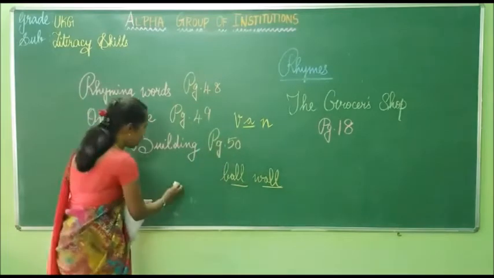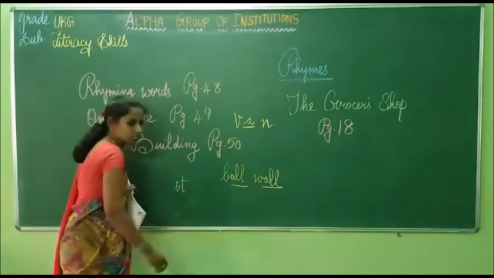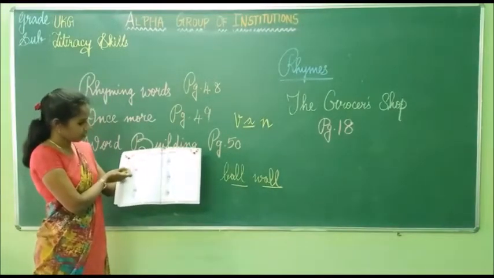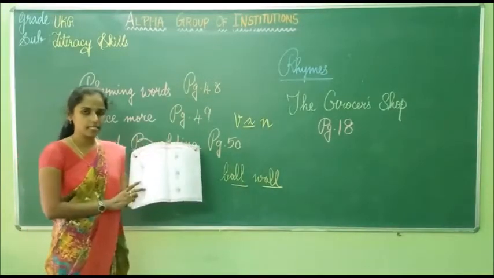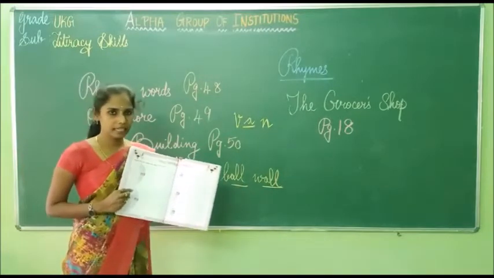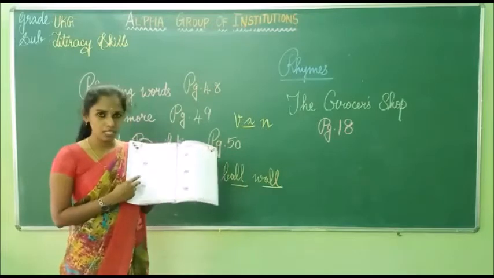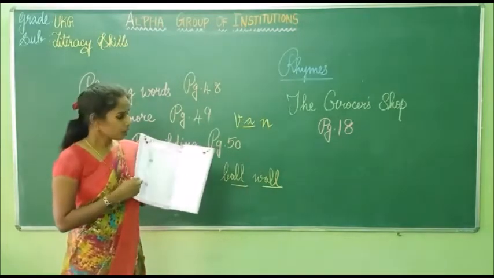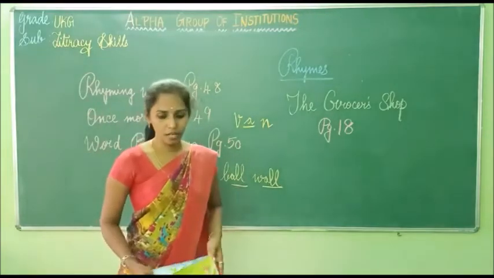If it is pot, O-T, pot is given. You have to frame the word using the first letter. This exercise also I have explained clearly in the video next to this class. Watch the video carefully and do the remaining exercises. Okay children, it is time for your rhymes.